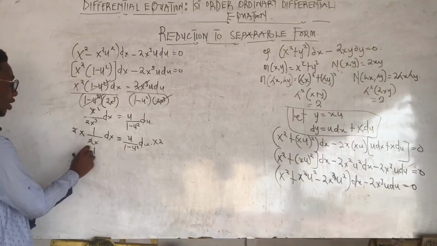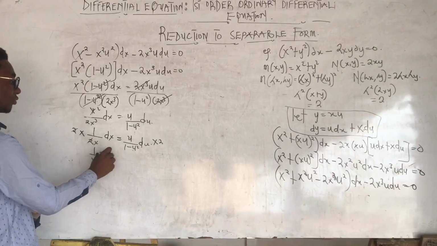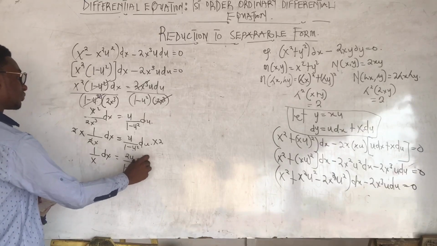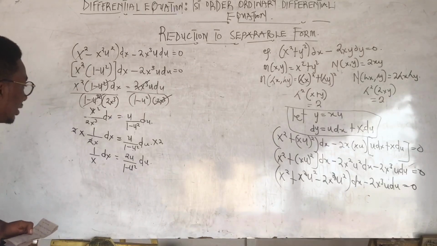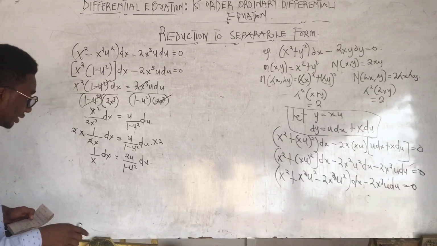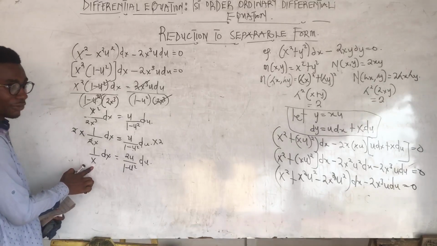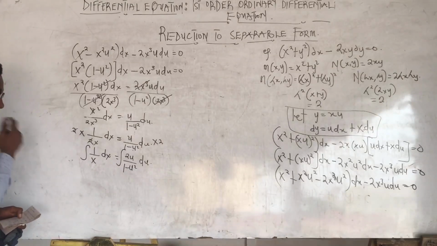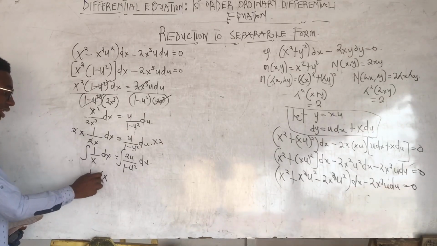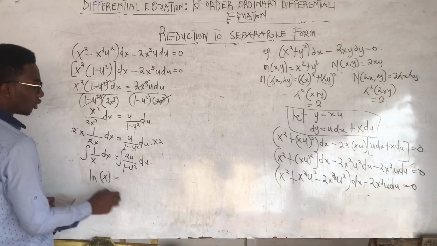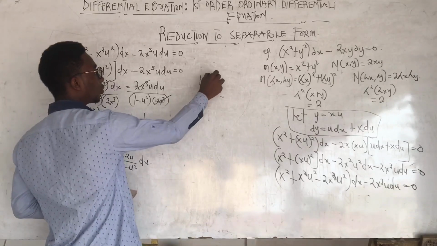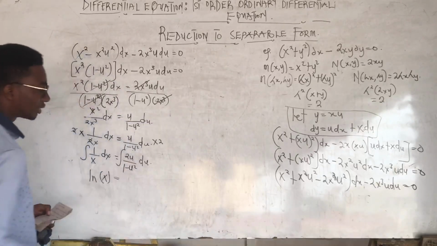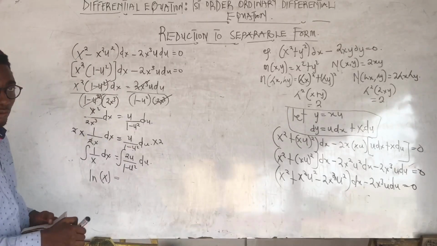Alright, so now we can get 1 over x dx, which is equal to 2u divided by 1 minus u squared du. So the moment you get this, then we know that we are now cool with it, because when you find a derivative here, you get 1. So now we find the integral on both sides of the equation, where this will give us ln of x, which is equal to, now you find 1 minus u squared, you get minus 2u. And that is not what we are having over here.